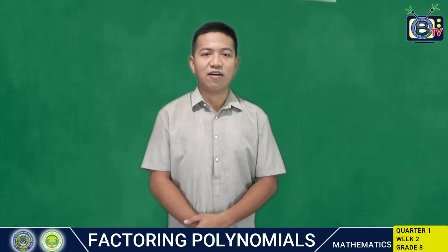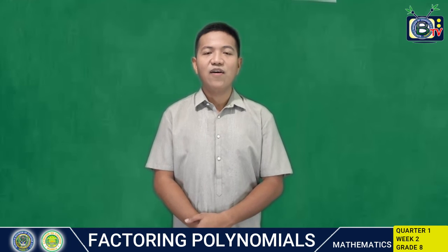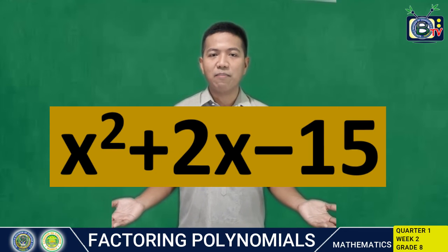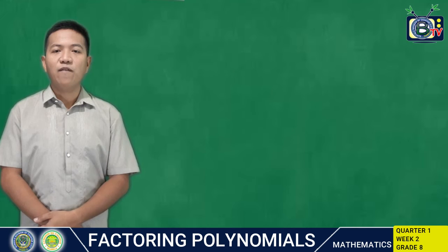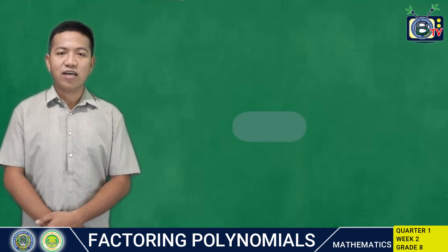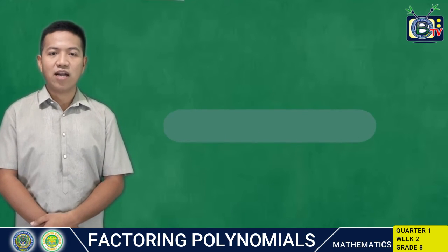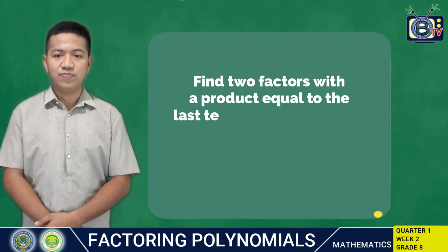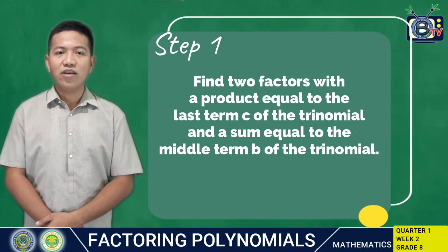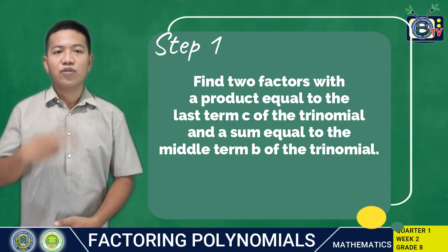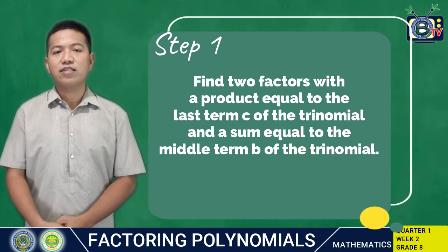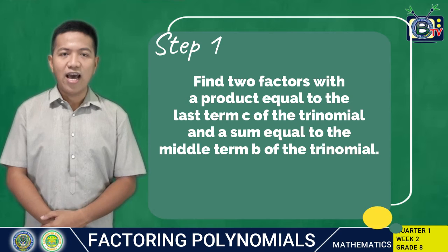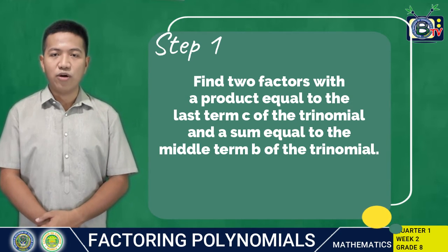Now let's have the second example. Factor x squared plus 2x minus 15. Find two factors with the product equal to the last term c of the trinomial and the sum equal to the middle term b of the trinomial. Here, you are going to find two factors whose product is negative 15, or the last term, and whose sum is 2, or the middle term.